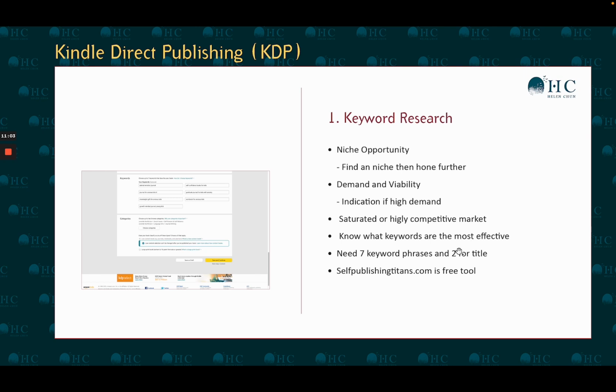Okay, so knowing what words are effective is extremely important, and it's not about plucking phrases out of the air. You've got to find keywords that are most effective, because there's going to be 7 keyword boxes that are going to be used, and you ought to use all of them, and 2 more for the title. So I'm going to show you how to use Self-Publishing Titans. It's a free tool and it's really, really good.